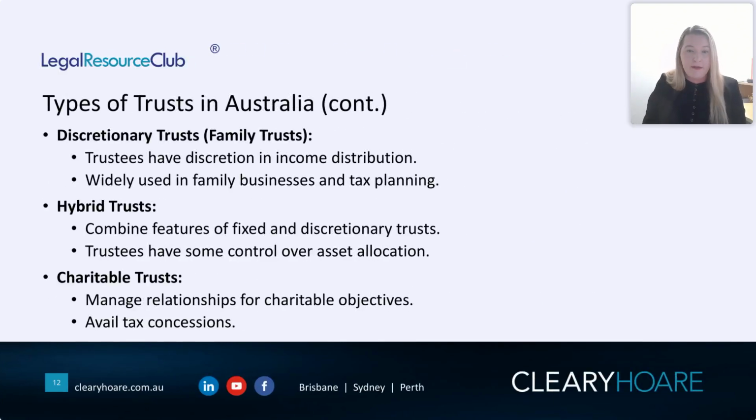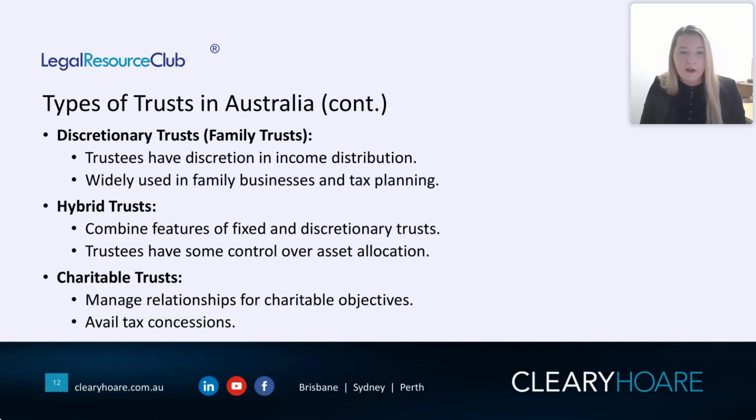Next type of trust we have, and probably the most common, is a discretionary trust. Some people refer to them as a family trust. And that's where the trustee has a wide and unfettered discretion in terms of who is to receive the income and who is to receive the capital from the trust.